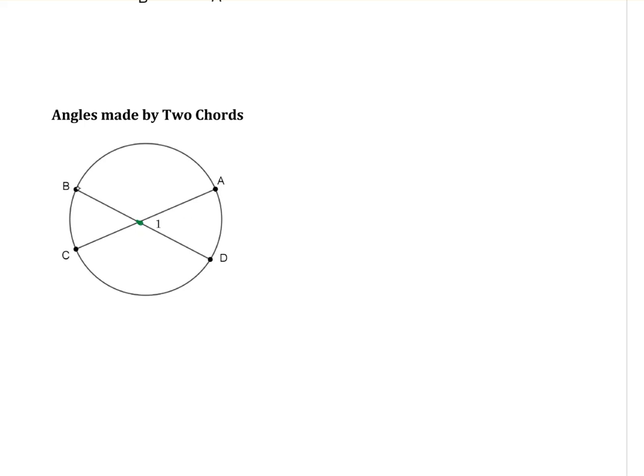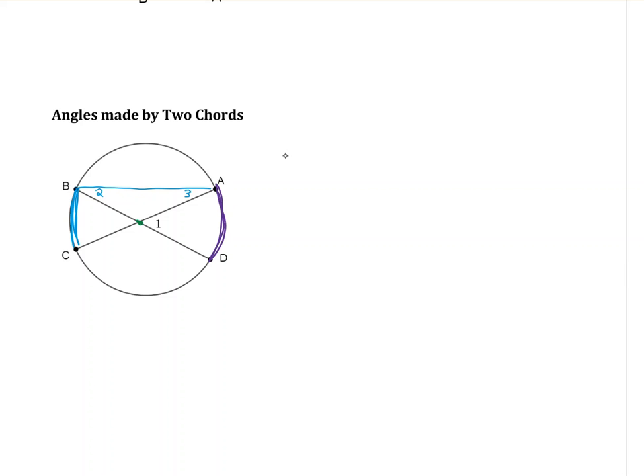So let's just create another chord that's going to help us, because it's going to help us see two other angles. Call that angle 2 and call that angle 3. Angle 2 is an inscribed angle, and the arc that it subtends is AD. Angle 3 is also an inscribed angle, and the arc that it subtends is arc BC.